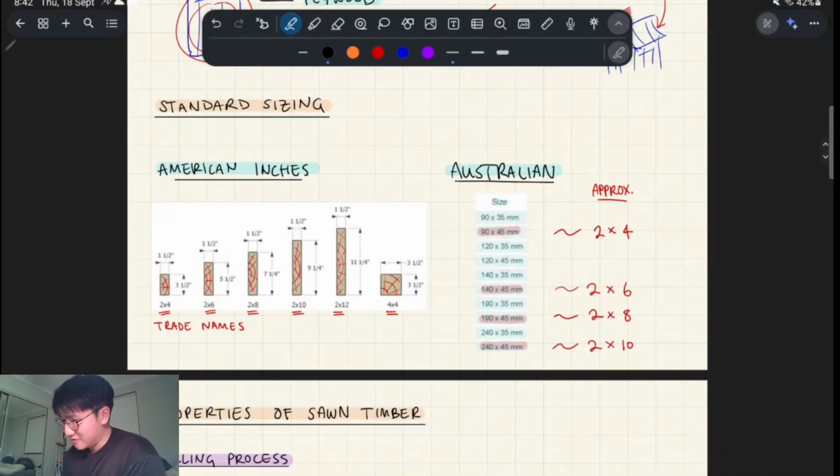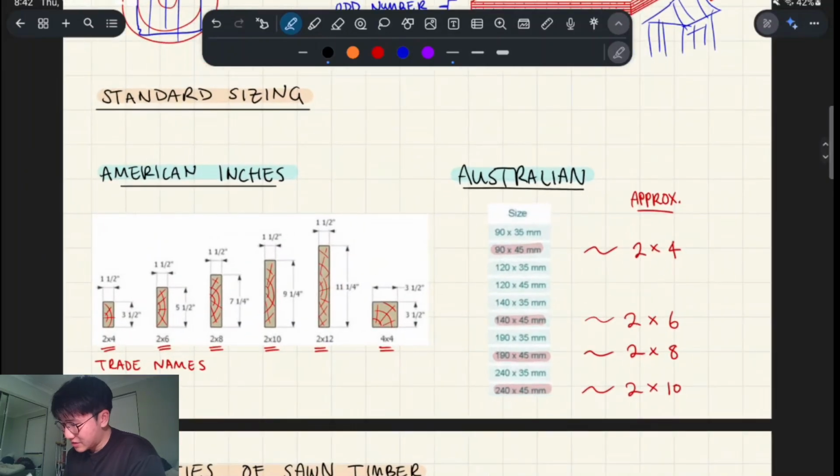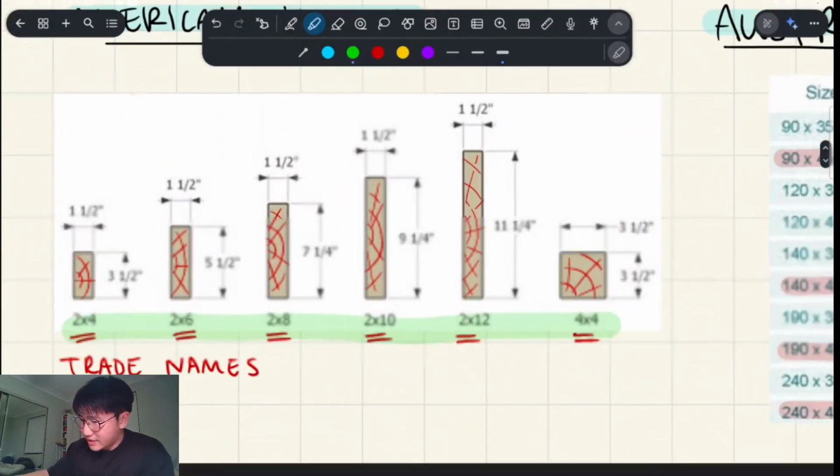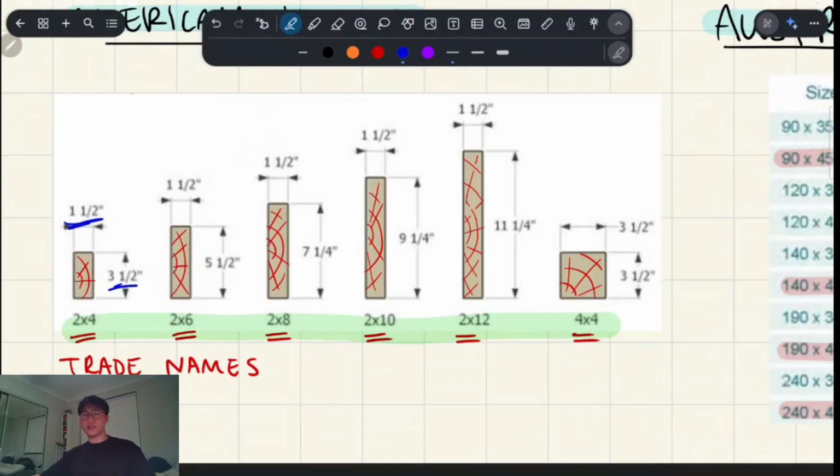So yeah. Okay, so standard sizing, as I mentioned, we have these American trade names, right? And you have 2x4s and 2x6s, etc. But in reality, there are real dimensions. So this is in inches, right? A 2x4 would actually be 1.5 inches by 3.5 inches.